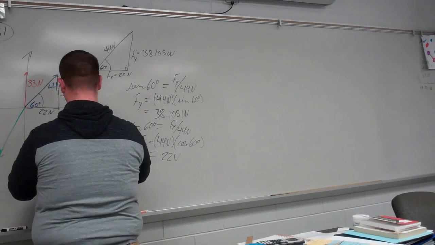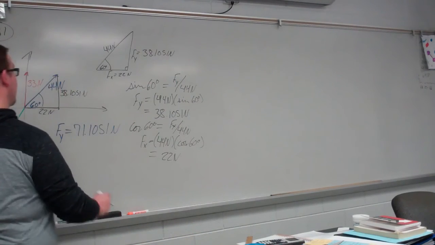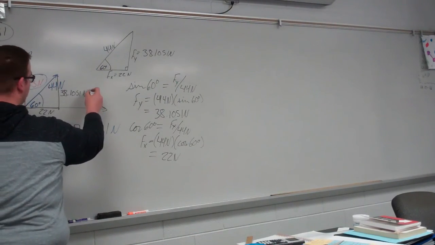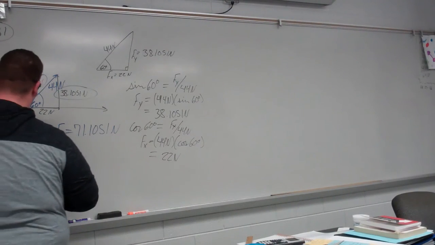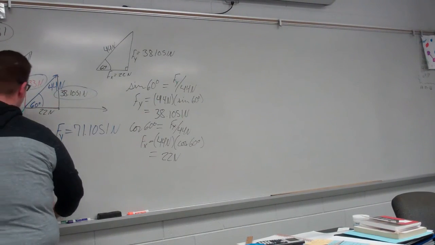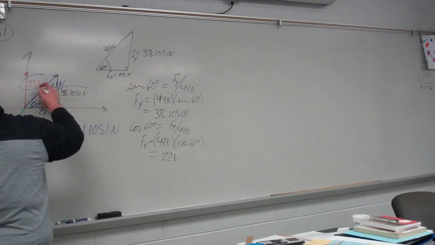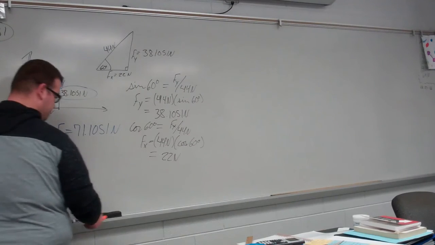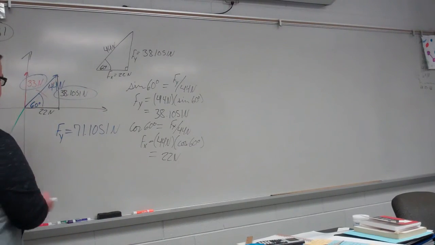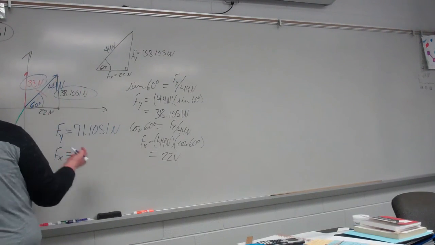Equals 71.1051 newtons. Everybody see where I got that from? I just added this 33 newtons with this 38.1051 newtons. So that's everything in the y direction, because now I broke this vector up, so really it doesn't even matter to us now. This blue doesn't, why not? Because we broke it up into its components. All right, force in the x direction is 22 newtons.